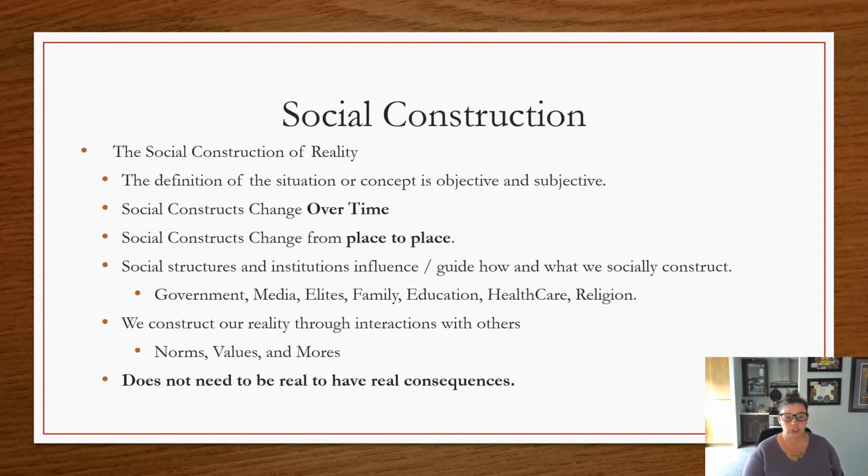Now, all types of things influence our definitions of social constructions. So the institutions that are most likely to influence a social construction is the government, so policies, laws, that type of thing. As we create laws, our ideas about social construction of an idea or an ideology or a value that we hold, they change. The media has a huge impact on our social construction of reality.